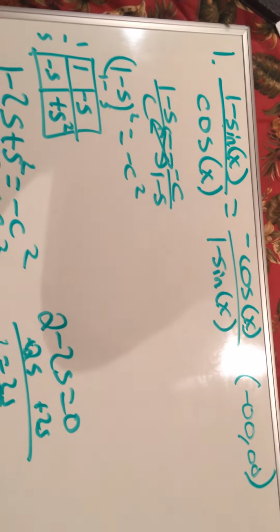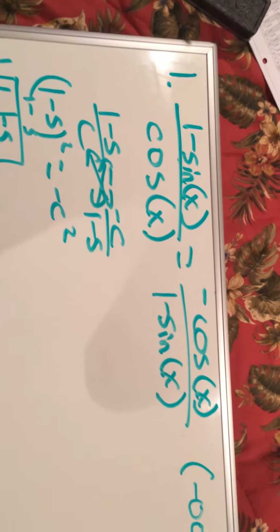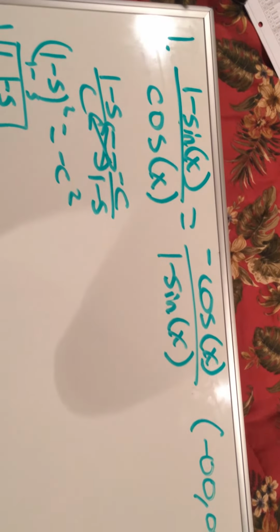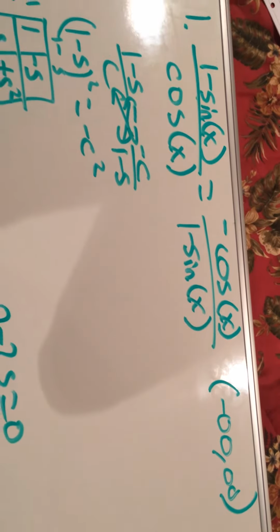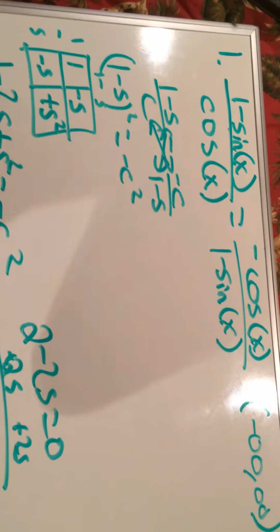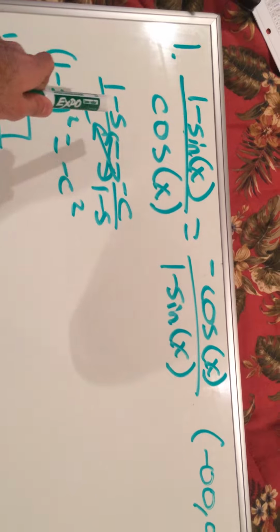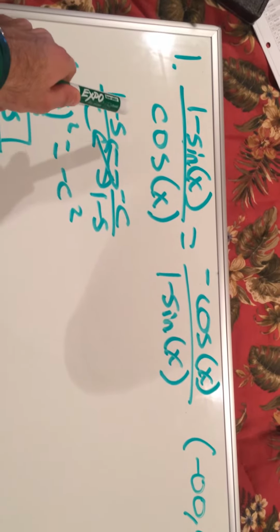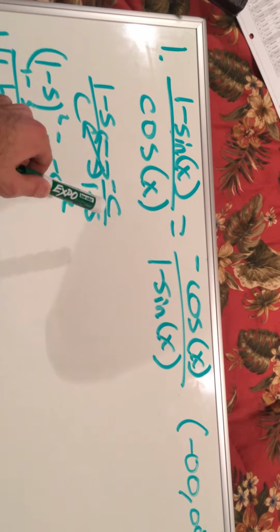Level 3, problem number 1 says (1 minus sine x) over cosine x equals negative cosine x over (1 minus sine x), from negative infinity to infinity. On this problem, we would want to, first of all, replace the sines and cosines with s's and c's. So this goes to (1 minus s) over c equals negative c over (1 minus s).